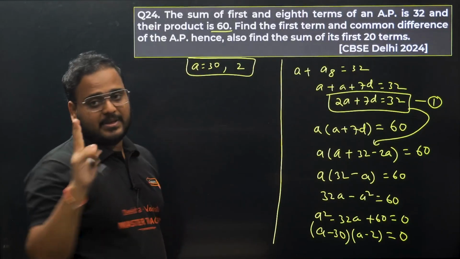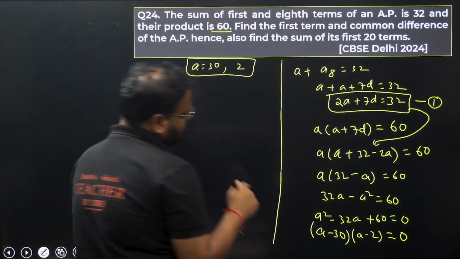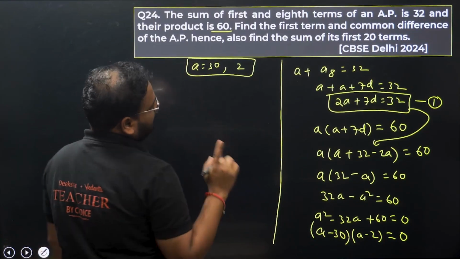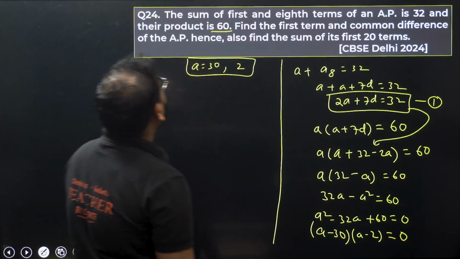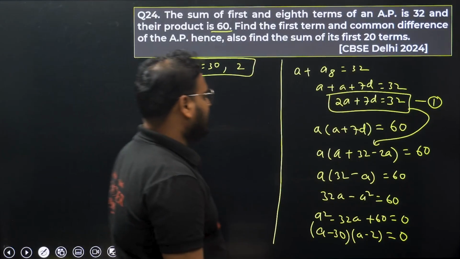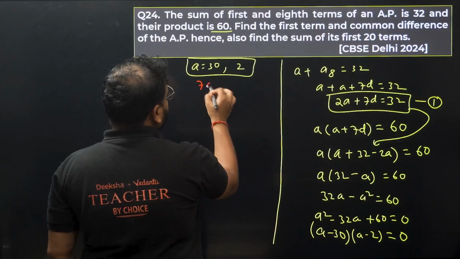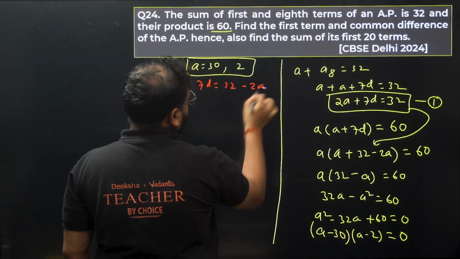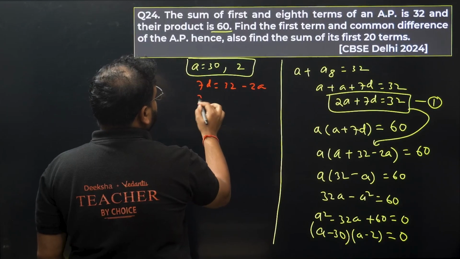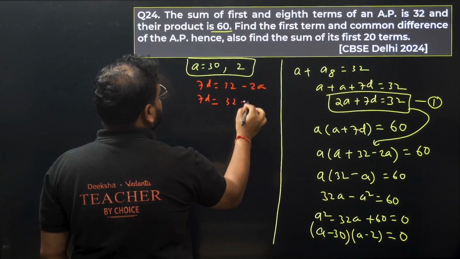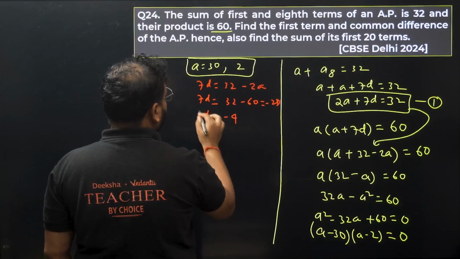So there are two APs now. I'll write that. My first AP, please check. The first term is, okay, I have to find the common difference also, right? So common difference will come from here, right? 7D will be 32 minus 2A. If I put A as 30, 2A is 60, so 7D equals 32 minus 60, which is minus 28. So I have D as minus 4.